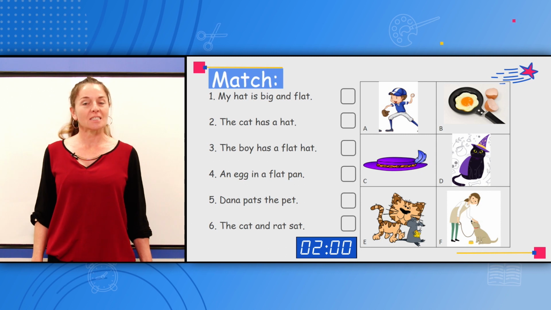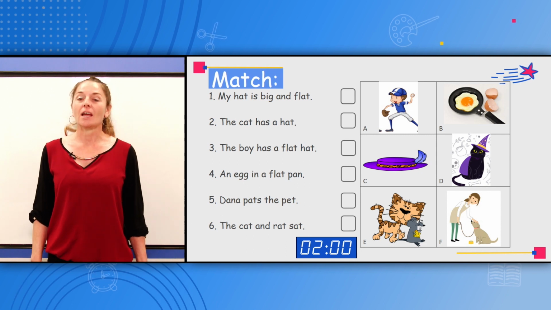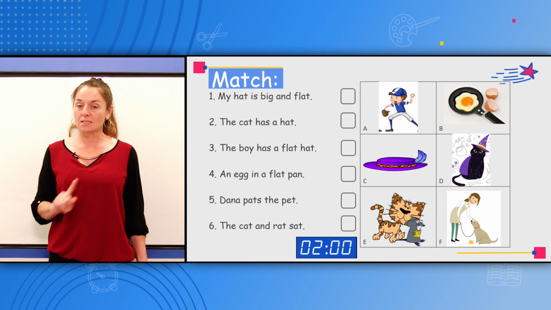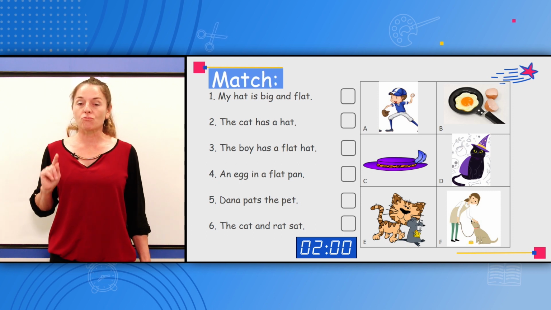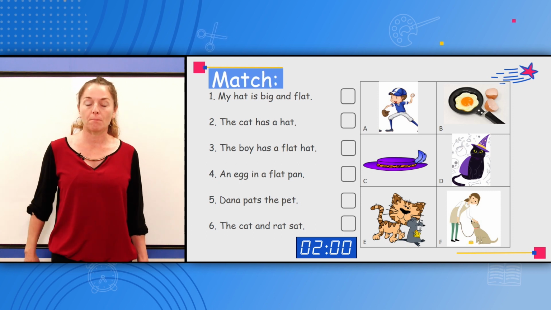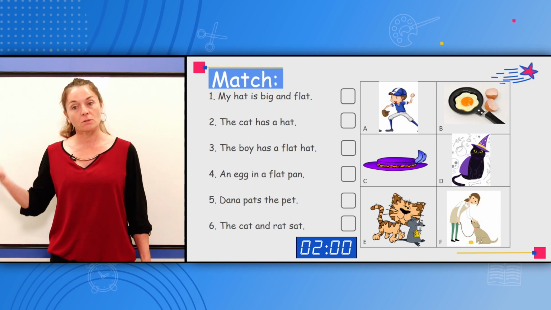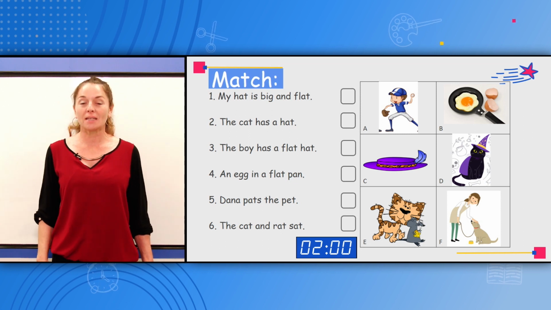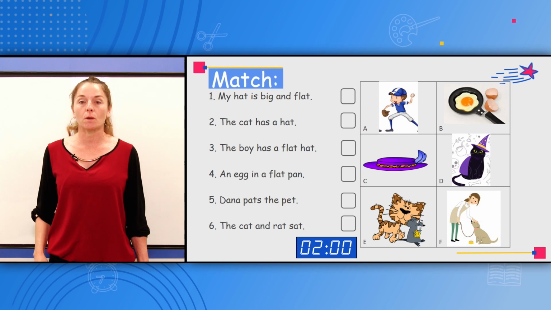Good. I think it's time for you to work. And you know what to do. Read the sentence. Please write the letter next to the number. Number 1, A, B, or C. You decide. Please begin. 2 minutes and we will check.